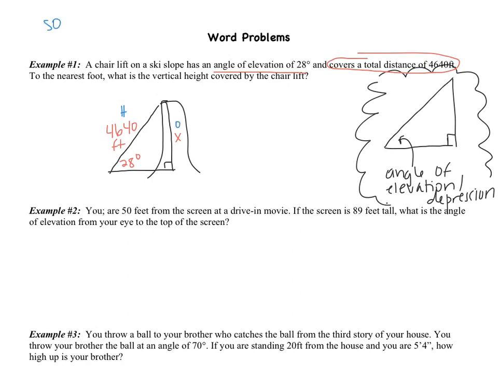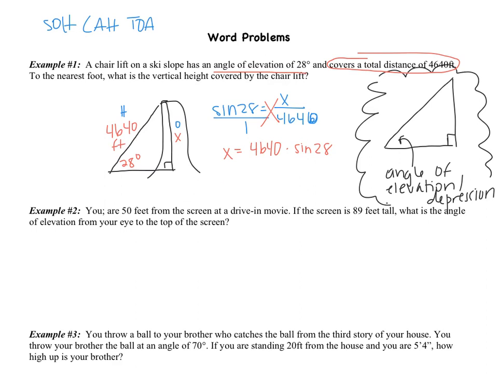If we write SOHCAHTOA at the top of our paper, opposite and hypotenuse is going to be sine. So I have the sine of 28 degrees equals my opposite, which is x, over my hypotenuse, which is 4,640. If I put this over 1, I can now do cross products. X times 1 is x, and then I get 4,640 times the sine of 28 degrees. Now this you can do in your calculator. Do 4,640 times sine of 28 and then end your parentheses.